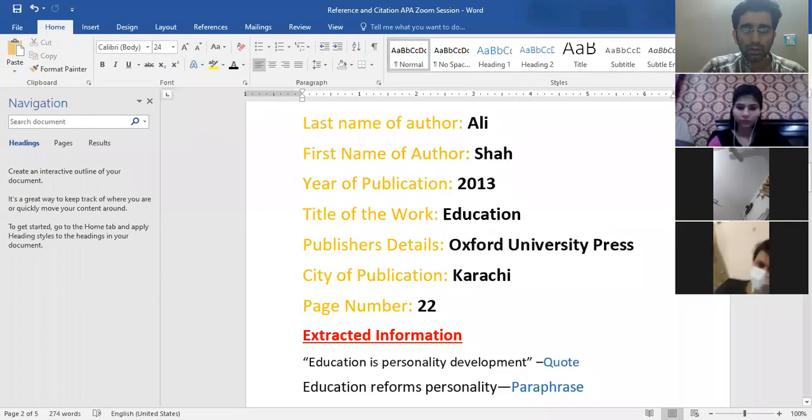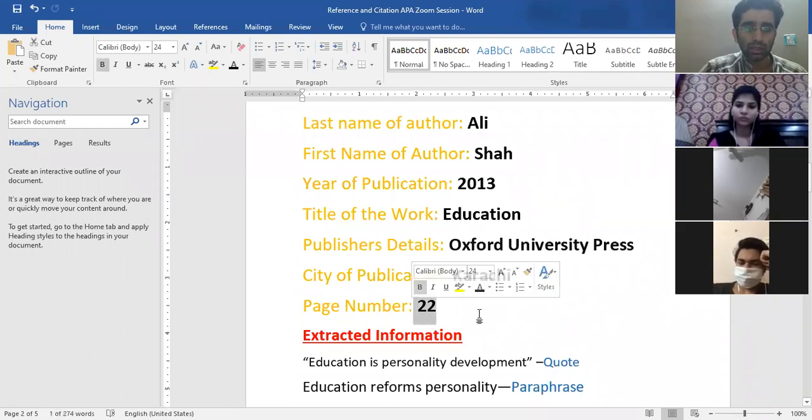So moving onwards, you will find the title of the work. Again, the same page will have all this information. Publisher's details means who has published that book. Oxford University Press, title of the work is Education, city of publication is Karachi, and page number is, I mean, it's not all the time you will be using the entire book. So page number refers to the page from which you have taken the information. It might be page number 22. So I've written 22. It can be any page number.